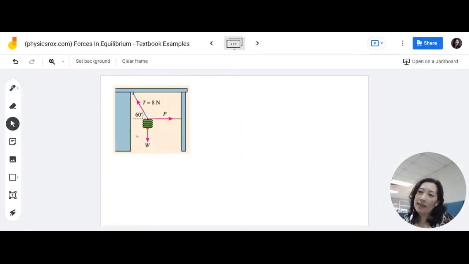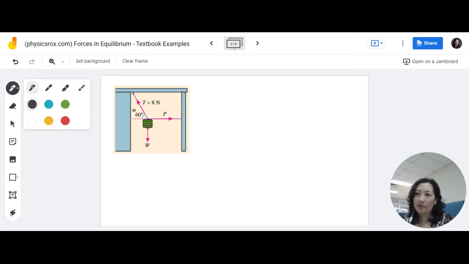In this slide, we have the diagram from example number 1. In this example, we have an object, which is the lamp, suspended from the ceiling. It's held in place with two different strings at different angles. We have a string here with a tension in it labeled as T, and the value given is 8 Newton, 60 degrees from the horizontal. We also have another string over here. The tension in the string is P, and W is the weight. It's not written in the question, but the strings are actually 90 degrees to each other.